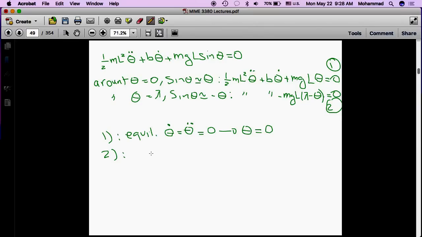From the second equation, if you do the same thing, set theta and theta double dot equal to 0, theta equilibrium will be equal to what? What value of theta will make that expression go to 0? Theta of pi.